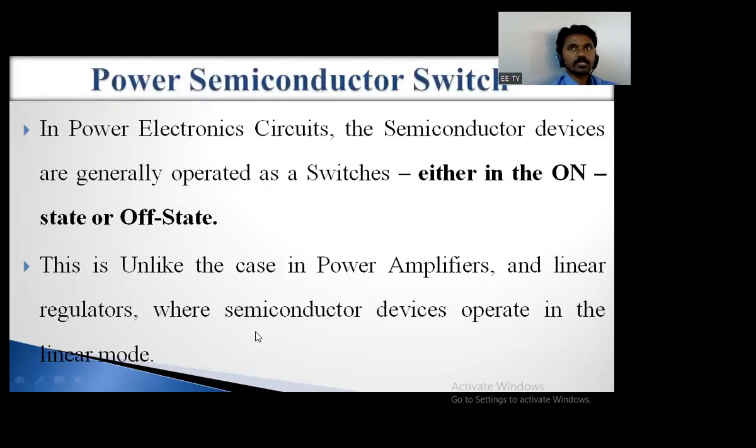In power electronic circuits, the semiconductor devices are generally operated as switches, either in the on state or the off state. Switch means it can be operated in only two modes, either the on state or the off state. Is it right? Next, this is unlike the case in power amplifiers and linear regulators, where the semiconductor devices operate in the linear mode. So see here, one switch operation.